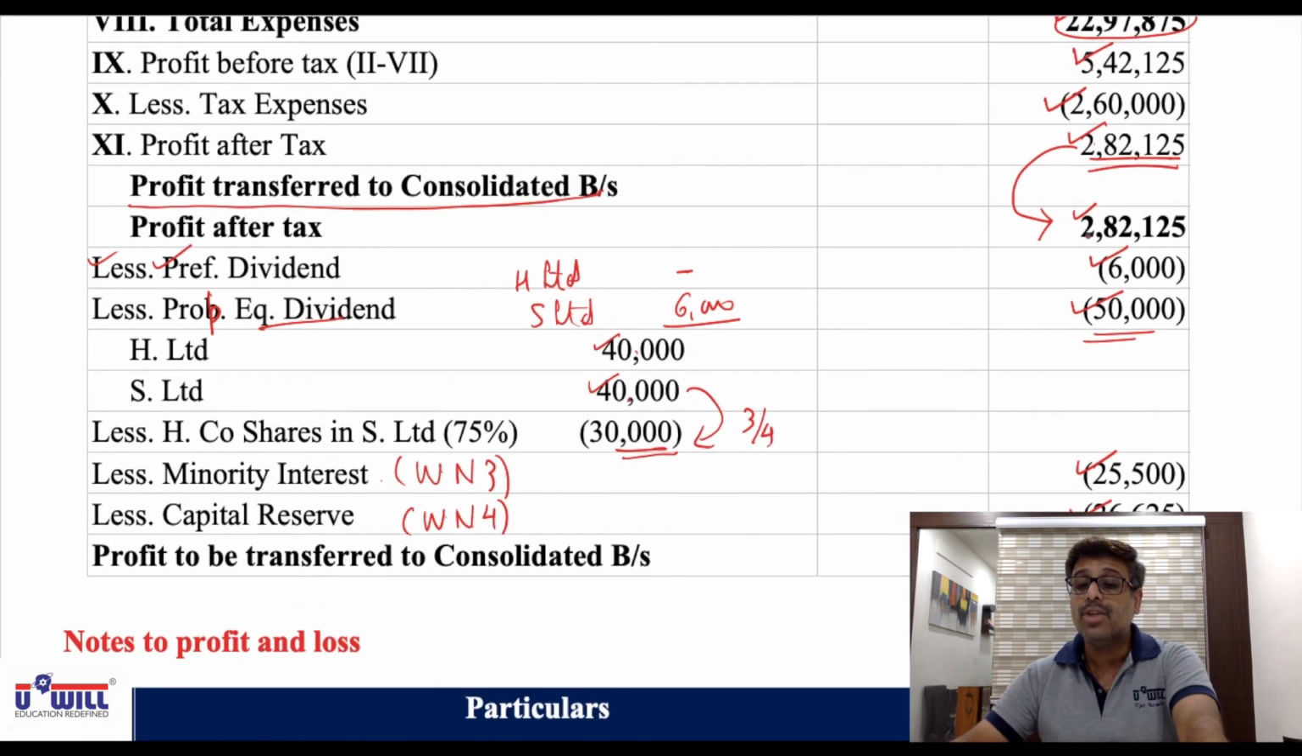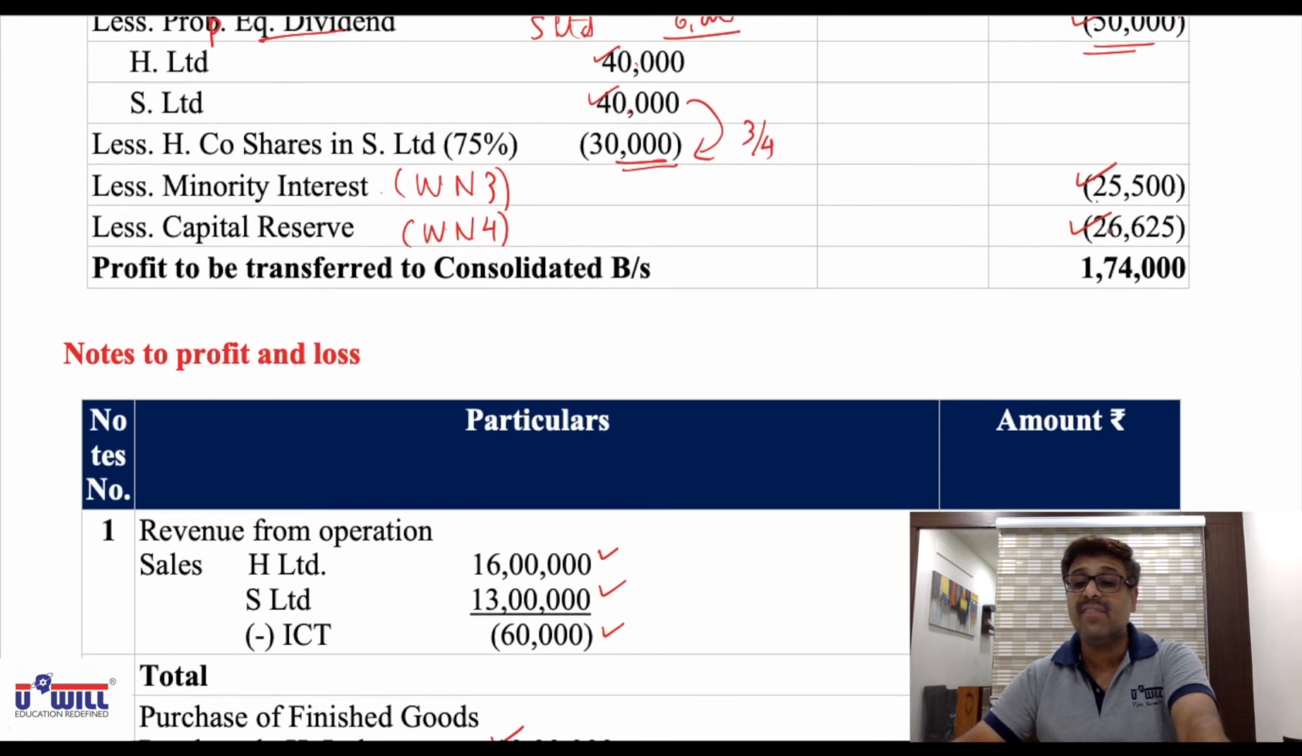26,625. So if you do 2,82,125 minus 6,000 minus 50,000 minus 25,500 minus 26,625, you must get 1,74,000. So this is how you all must have done with the profit and loss statement.